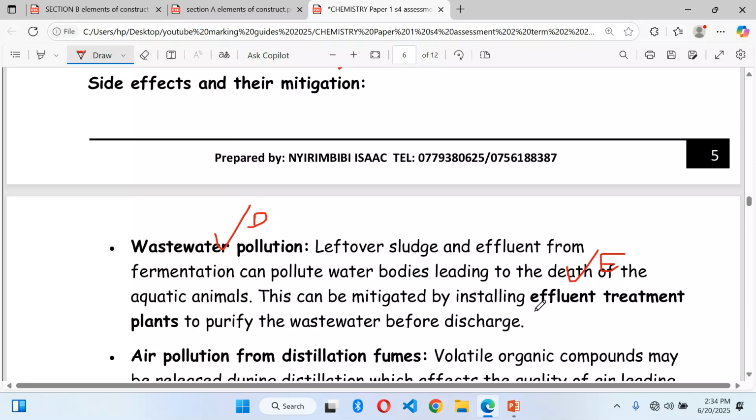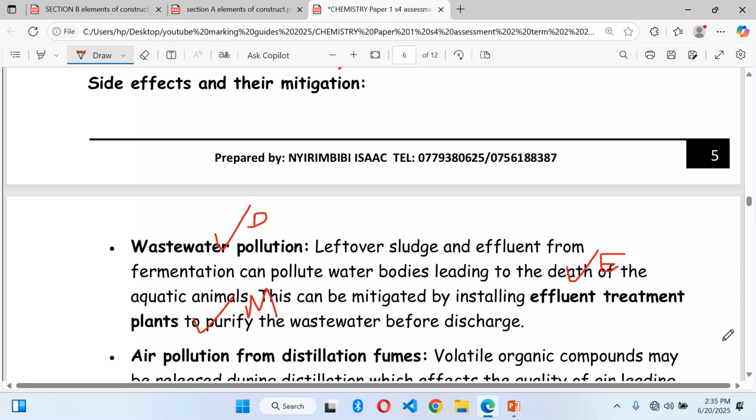After the effect, now we look at the mitigation. This can be mitigated by installing effluent treatment plants to purify wastewater before discharge. So this is our mitigation. So you get all your scores. We need only 1 point, very well explained and mitigated.